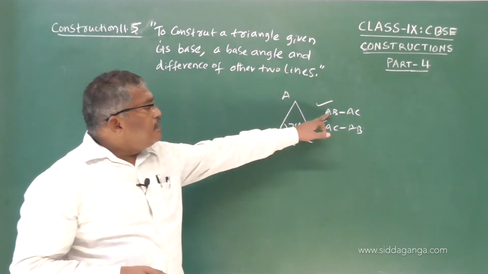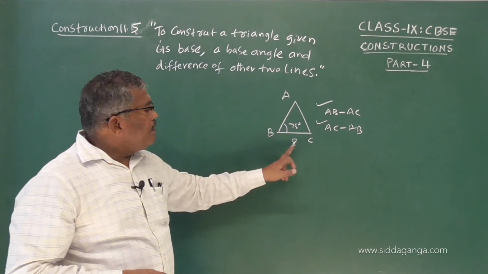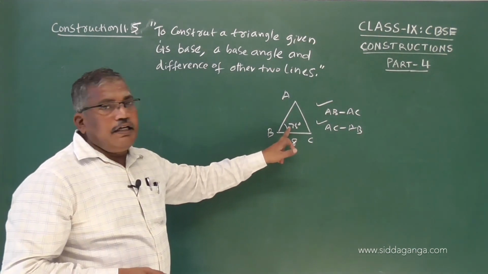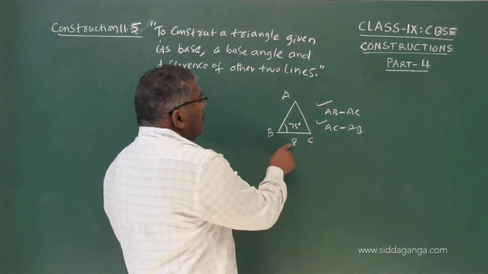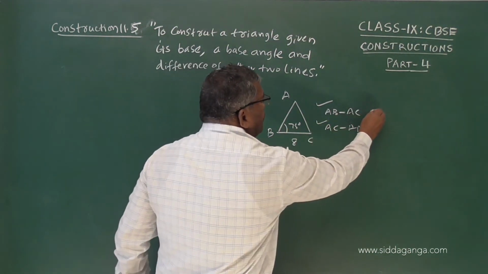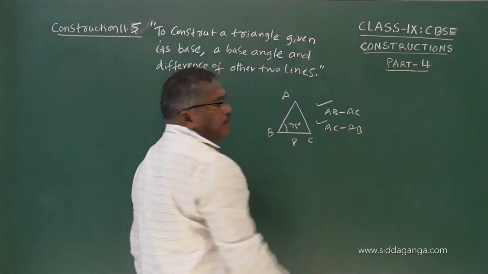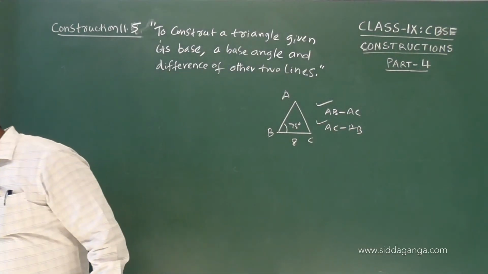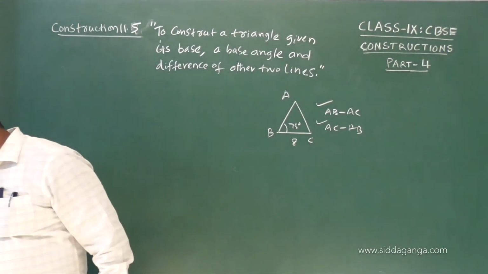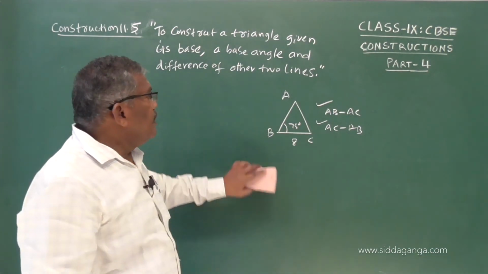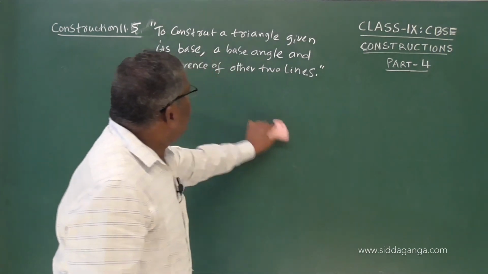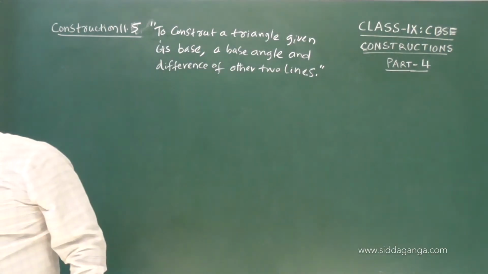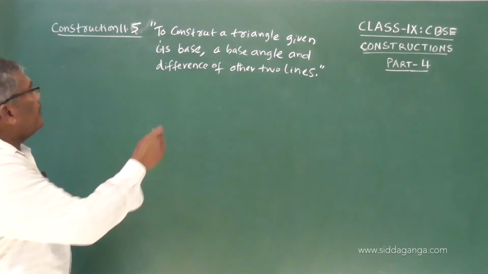So either this is given or this is given, along with BC and one angle, angle B. So this is one data, second data and third data, either this or this. Under such a situation, how to draw the required triangle is the problem. So now we shall do it.